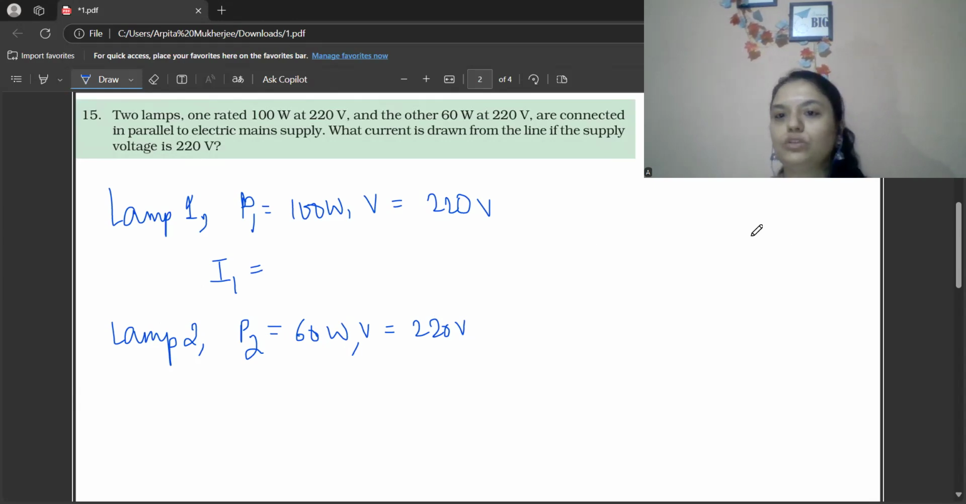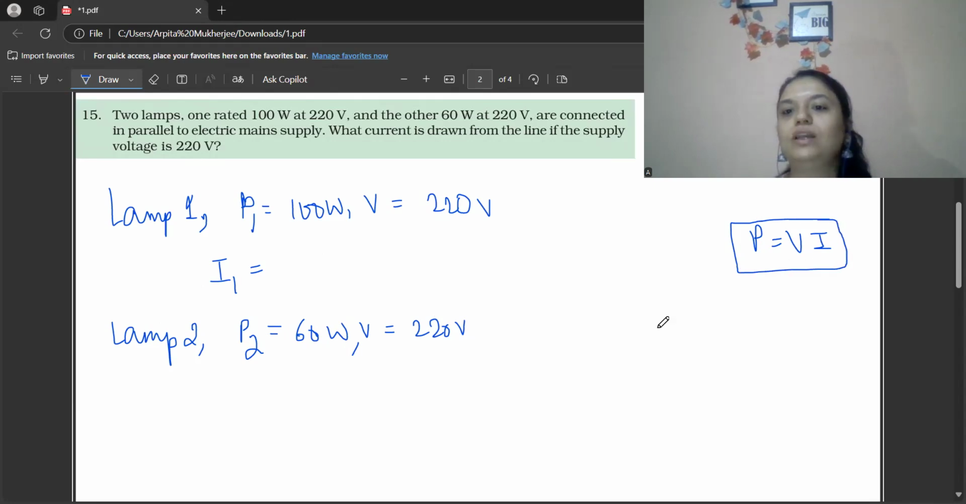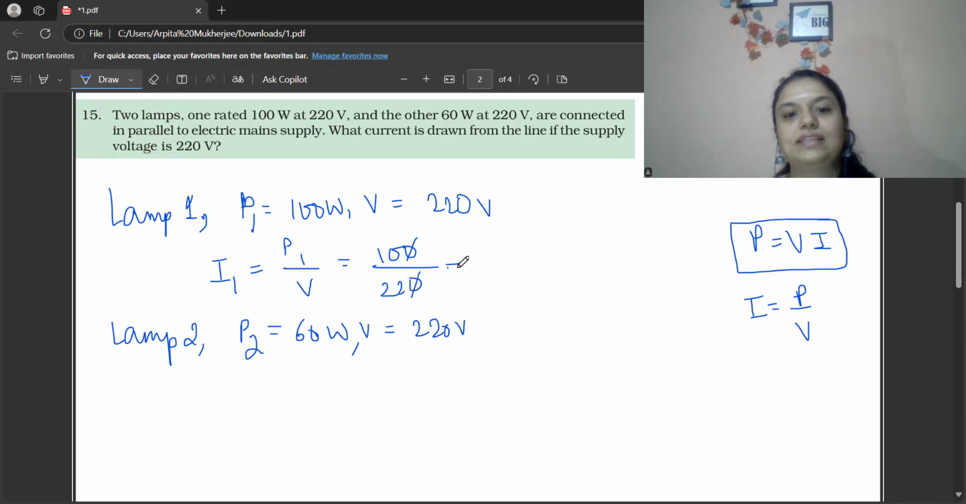We already know the formula P is equal to VI, power is equal to voltage into current. We are going to use the same formula, so I can write I is equal to P by V. So I1 is equal to P1 by V, which is 100 by 220. The zeros cancel, this is 10 by 22, which I can reduce to 5 by 11 amperes, because current's SI unit is ampere.